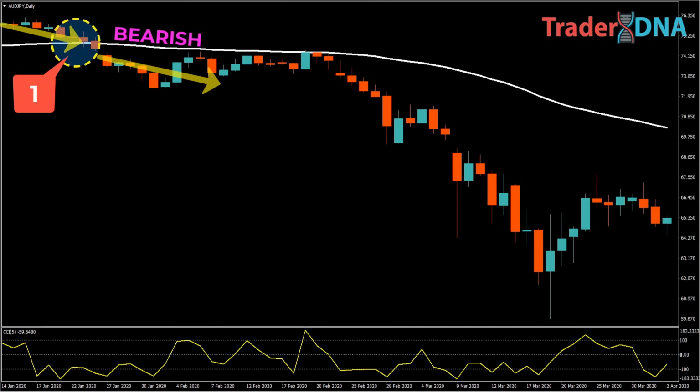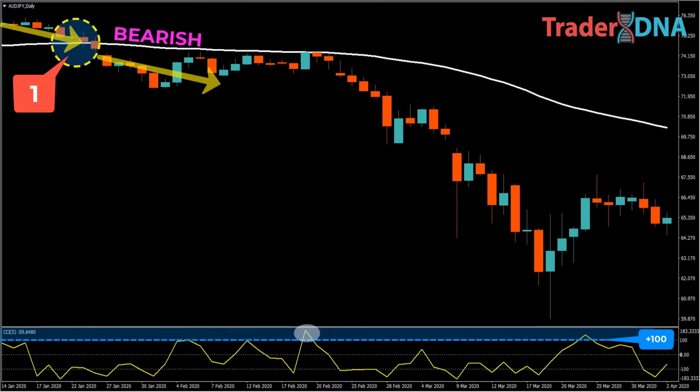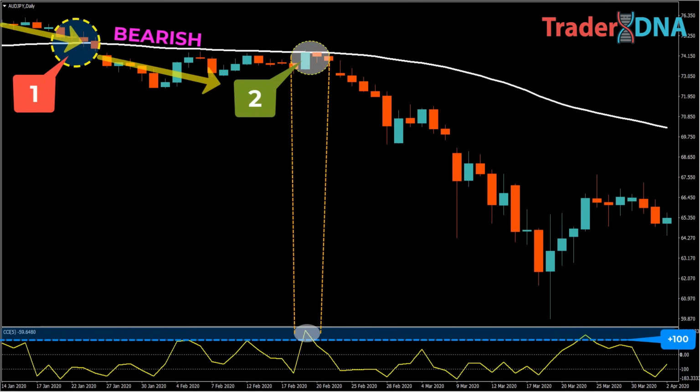How do we confirm that? The CCI indicator must spike above +100. If we zoom in, we can see that once CCI reaches this overbought zone and price moves up near the 50-period EMA, this is our first sign that a high probability sell signal is forming.